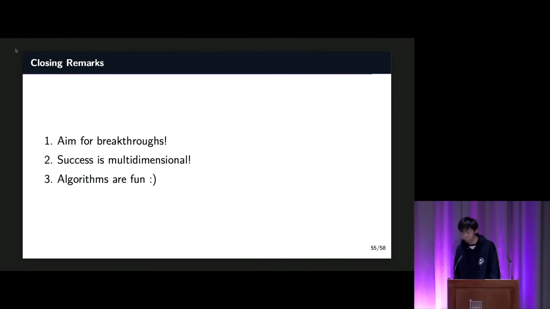Secondly, it reminds us that success is multidimensional. In algorithms, we care about time complexity, but also input assumptions, practicality, and many other factors. Similarly, success as a person is rarely captured by a single metric. Finally, the study of algorithms is genuinely fascinating. Even for problems that seem completely settled, like shortest paths, there may still be new surprises waiting for us to discover.